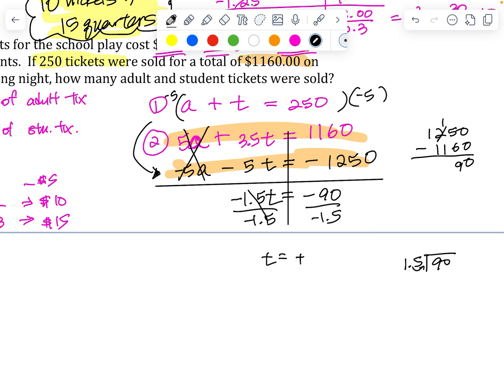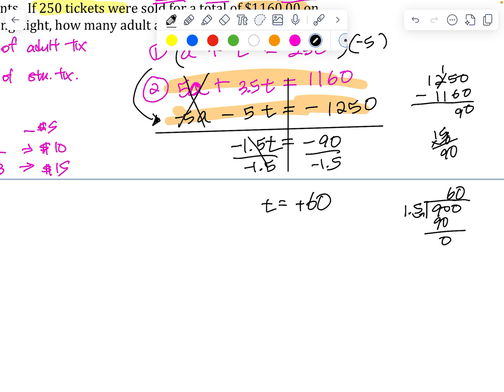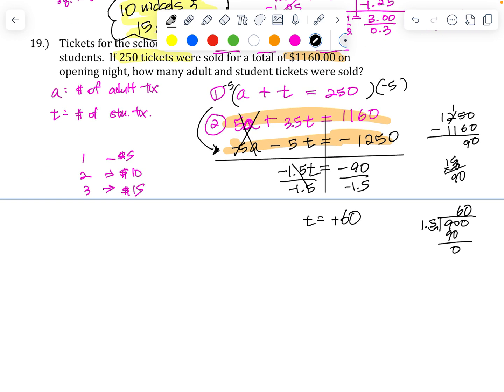Move one decimal place over, so it's 900 divided by 15. 15 goes into 15, 30, and then 60 and 90. So I think it's 6 times. 15 times 6 real quick, it is 90. So 6 times gives me 90 even. So it looks like it's 60 tickets. So it's 60 student tickets, because T was for student, right?